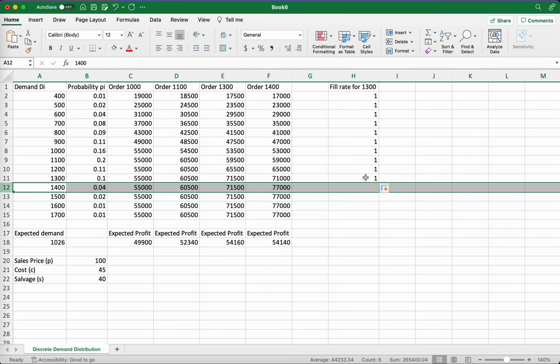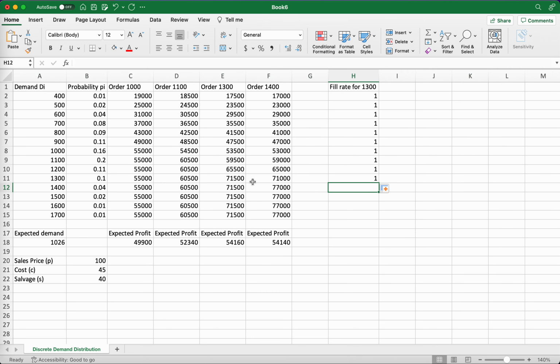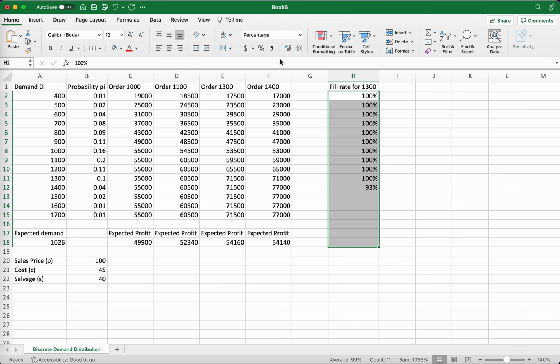What percentage of orders can you fill when demand is 1400? You ordered 1300 items, but demand is 1400, so you can fill about 92%. Let's make them all percentages, with a couple of decimal places. So you can fill 92.86% of demand when demand is 1400.